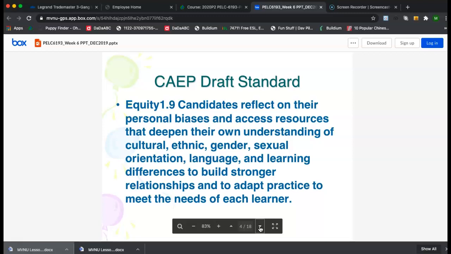CAEP. What is that? The Council for the Accreditation of Educator Preparation. So this standard states that candidates reflect on their personal biases and access resources that deepen their own understanding of cultural, ethnic, gender, sexual orientation, language, and learning differences to build stronger relationships and to adapt practice to meet the needs of each learner.